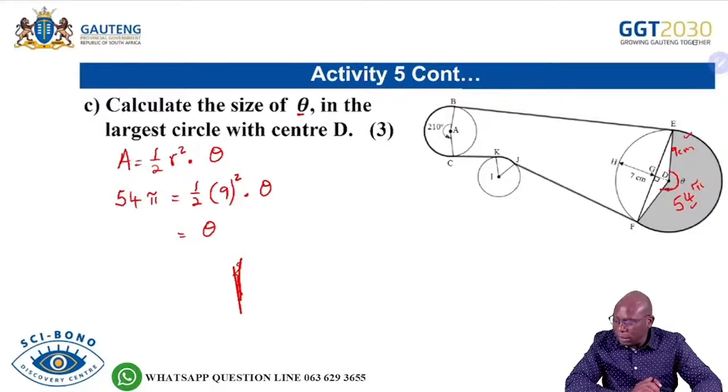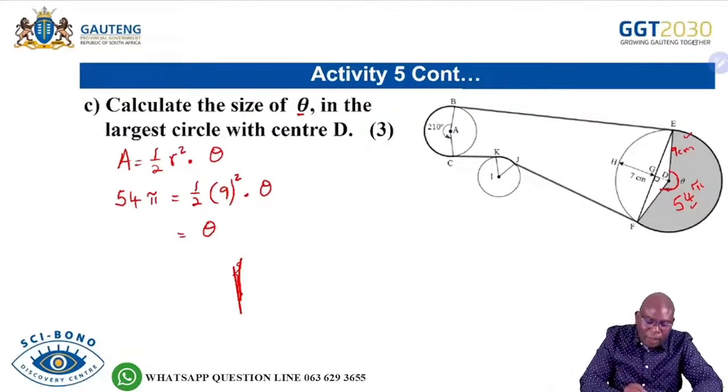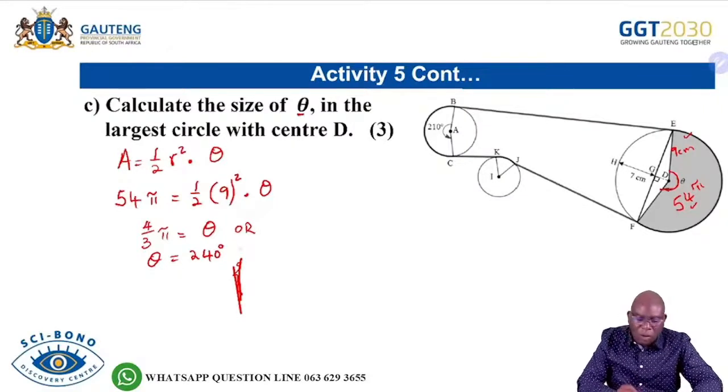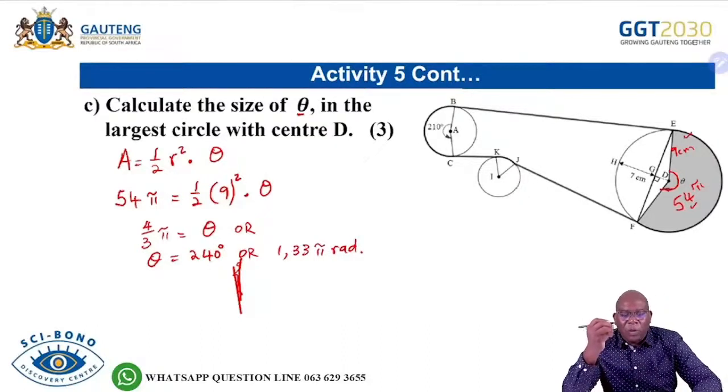The value that I'm going to get there is 4 over 3 pi. So my answer is going to be 4 over 3 pi. Or I can write my answer as 240 degrees. Or I can write my answer as 1.33 pi radians. So my answer will be 240 degrees. How do I know I'm correct?